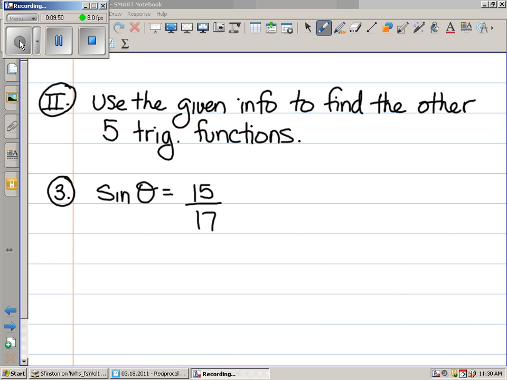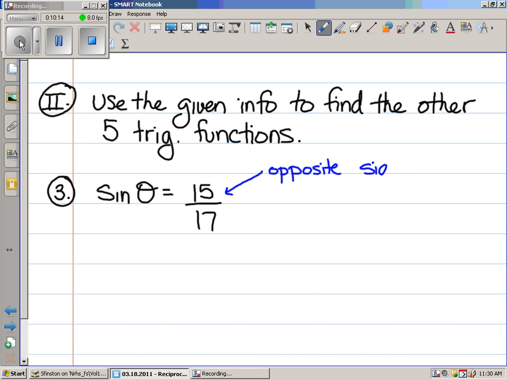Now this is going to be the theme of this class for trigonometry. Given the least amount of information, can you figure out all the stuff? Think about it to yourself. What is this top number? It's the opposite side. And what is this bottom number? It's the hypotenuse. So if you know that, guess what you can draw?